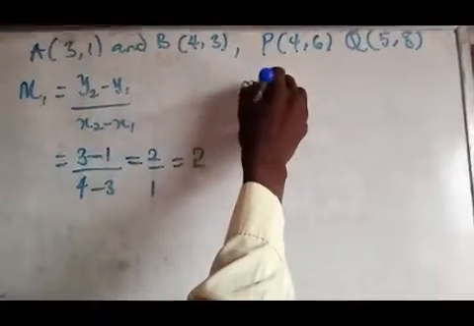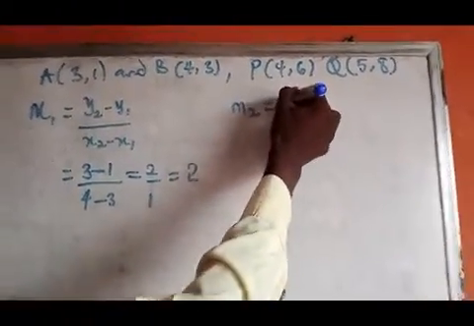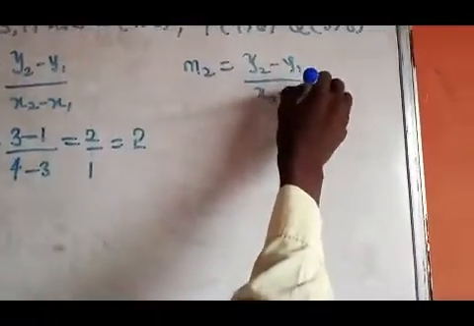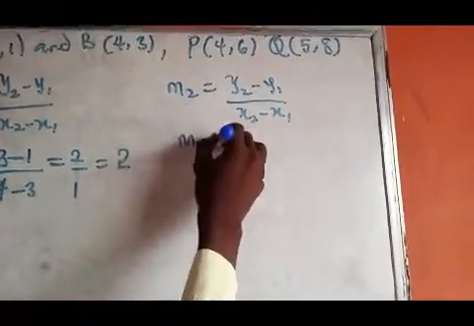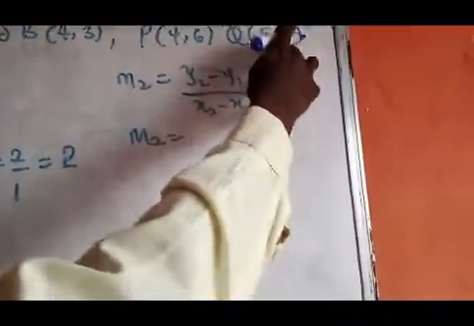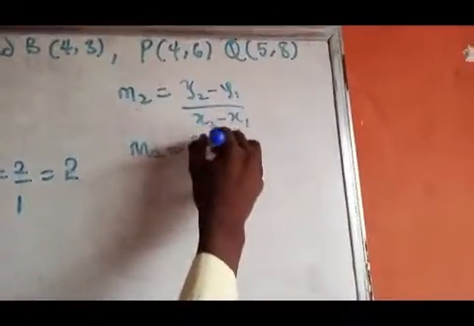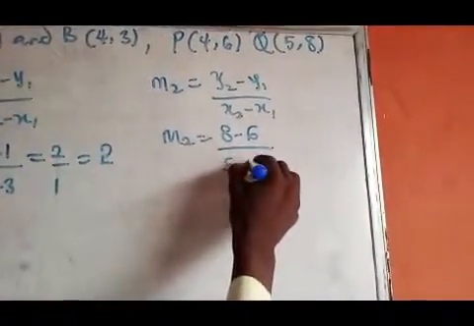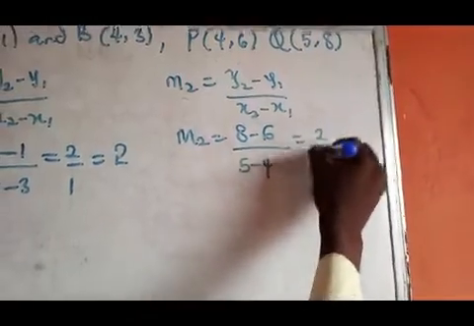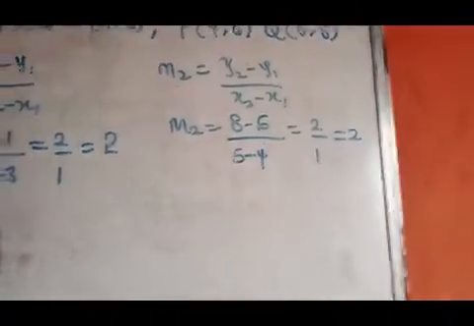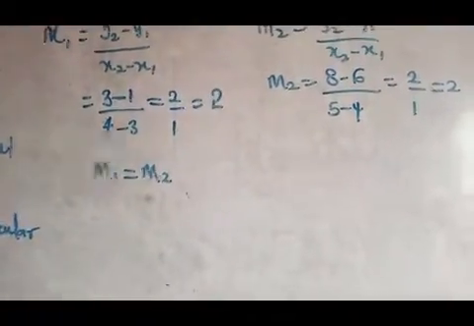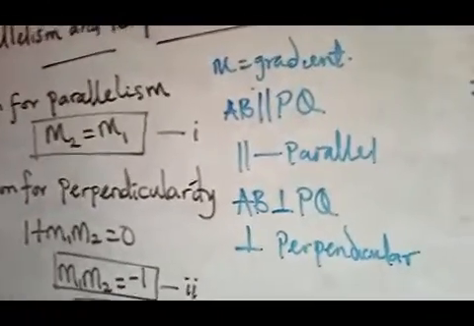Now my m2, which is for PQ, the same formula, (y2 - y1) over (x2 - x1). So my m2 will now be, what's our y2? y2 is 8 minus y1, 6. So 8 minus 6 over 5 minus 4, and that gives us 2 over 1, and that's 2. So you can see here that m1 is equal to m2, and I told you that when m1 is equal to m2, it is parallel.